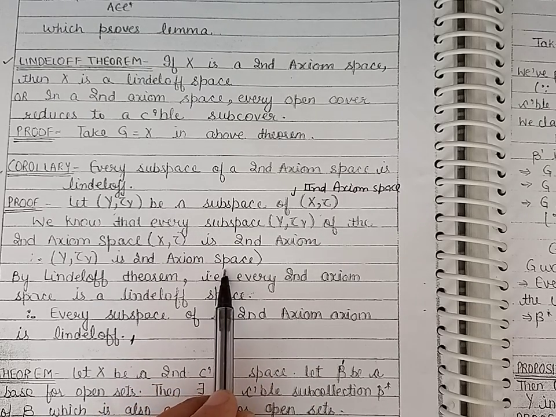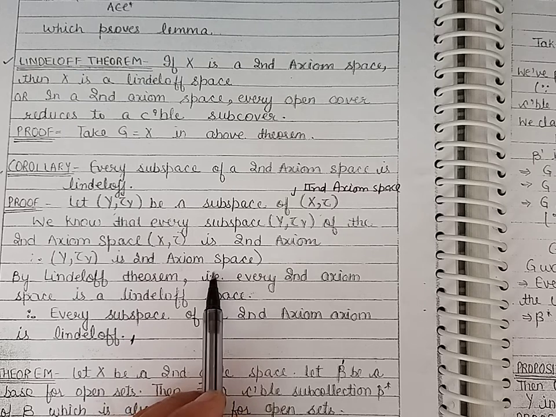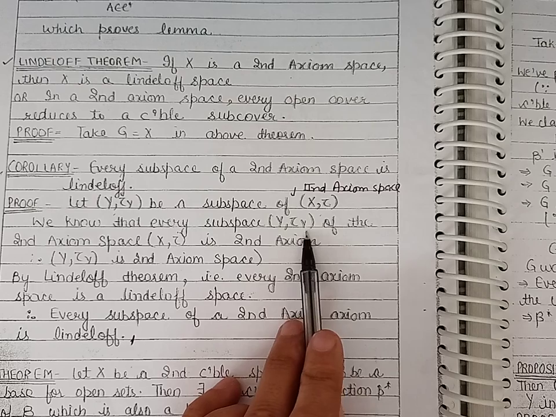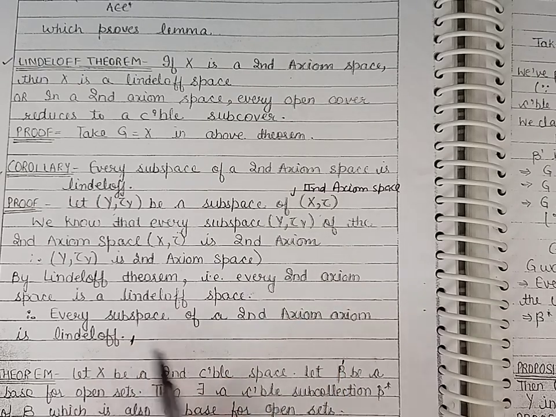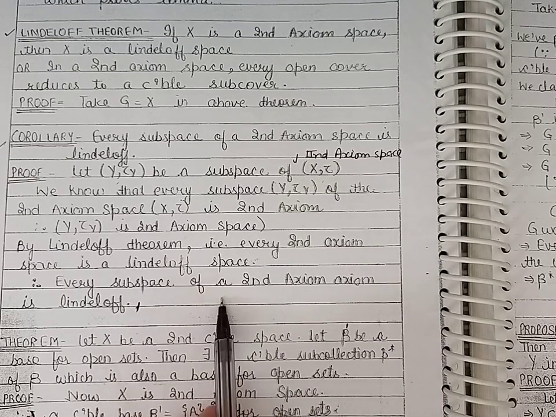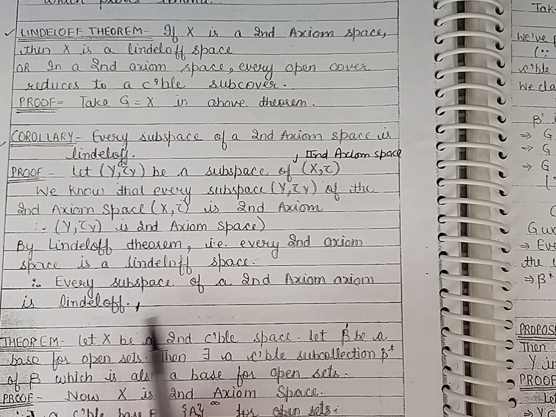Now we can use Lindelöf theorem. According to Lindelöf theorem, every second axiom space is a Lindelöf space, and therefore we can say that Y with topology tau Y is a Lindelöf space. So this proves that every subspace of a second axiom space is Lindelöf.